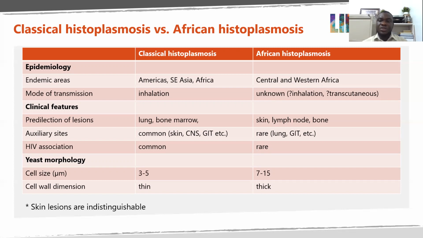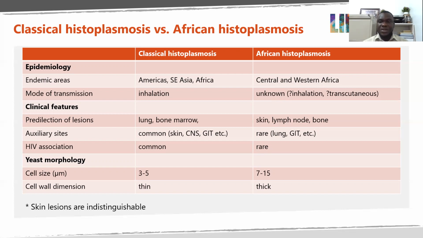Whilst African histoplasmosis is more restricted to Africa, especially the central and western parts. The pathogenesis is not quite clear. There are several postulates. The popular one is inhalation, similar to classical histoplasmosis. Some transcutaneous routes have been suspected as well. It commonly affects the skin, the lymph nodes, and the bones, and rarely affects other parts, say the lung, even though there are occasional case reports of such.